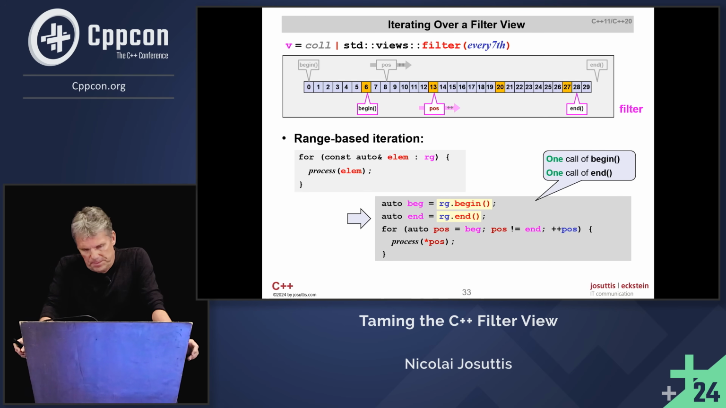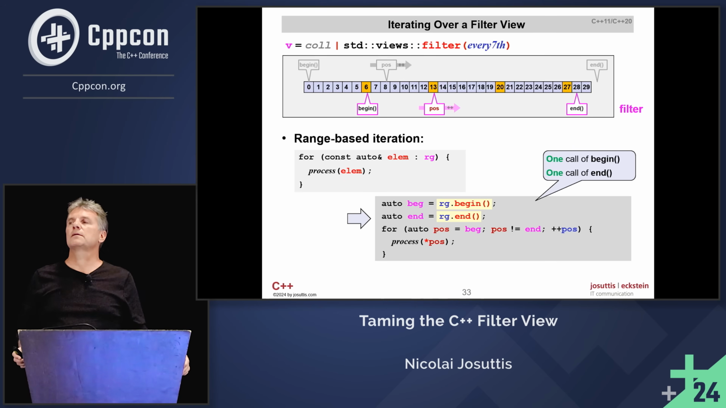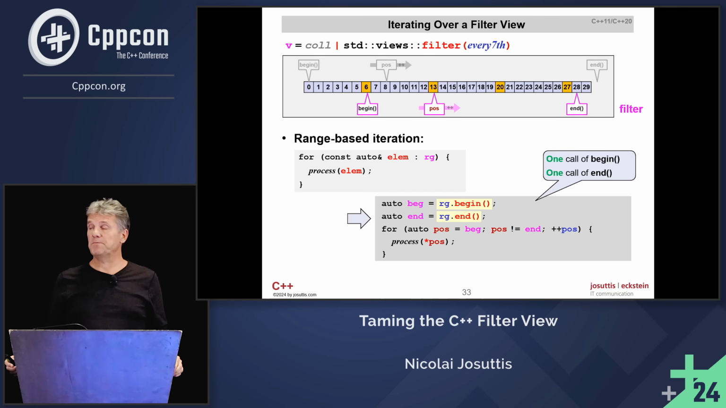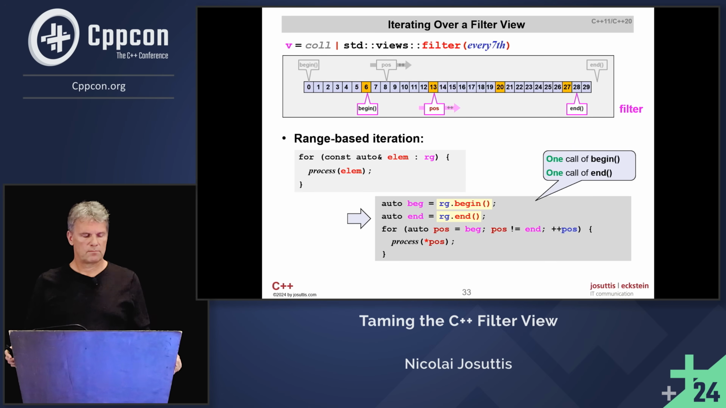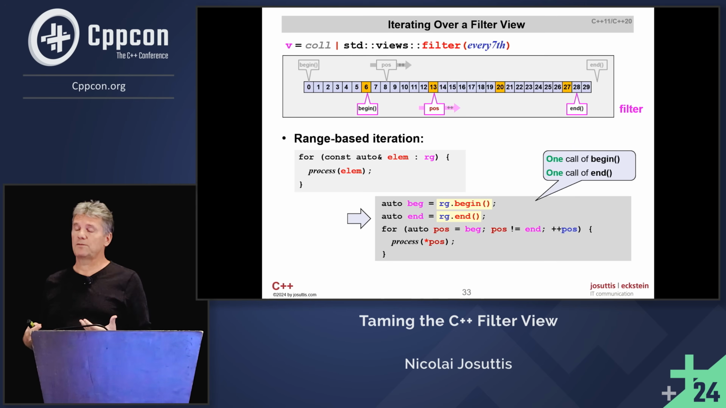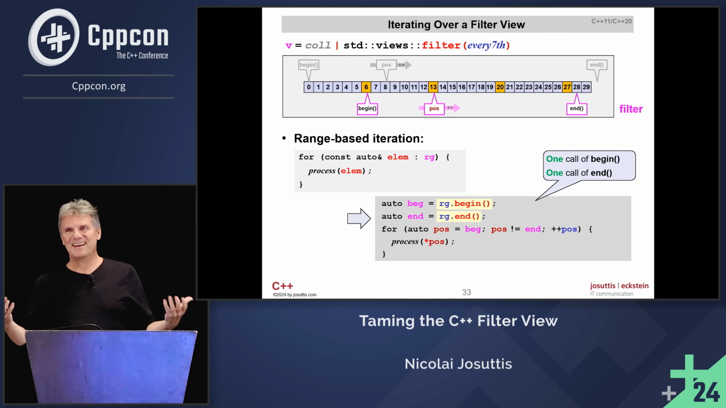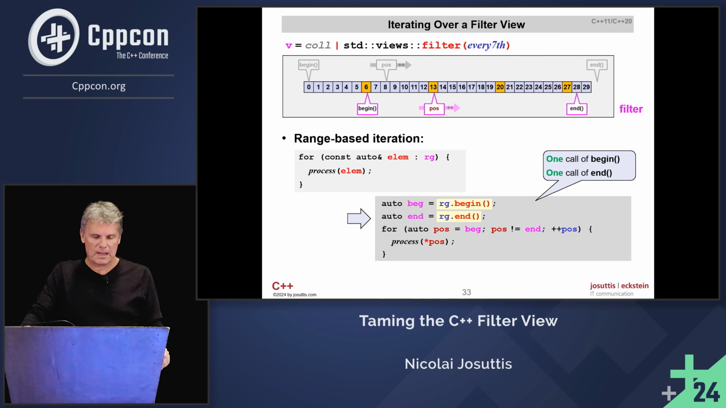And that way, then we iterate over that. So we just looked at the price of begin, and we saw begin is no longer cheap for a filter view. But we call it only once. That's okay. Well, we cannot disable begin, we need it. Naturally, to iterate.